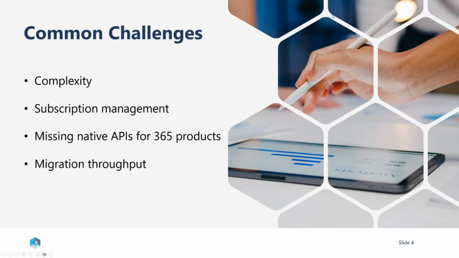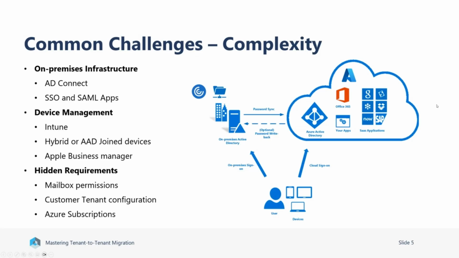So next, we're going to look at some of the common challenges that occur when we run these migrations. The first thing we'll look into is the complexity. We'll dive into the subscription management, so this would be your Microsoft 365 licenses and SKUs. We'll also look at some of the missing native APIs for the 365 products, some of the pitfalls that occur due to the APIs not being there in the first place, or not being produced or supported by Microsoft. And we'll also look at the migration throughput, some of the limitations around the bandwidth when we're performing these migrations.